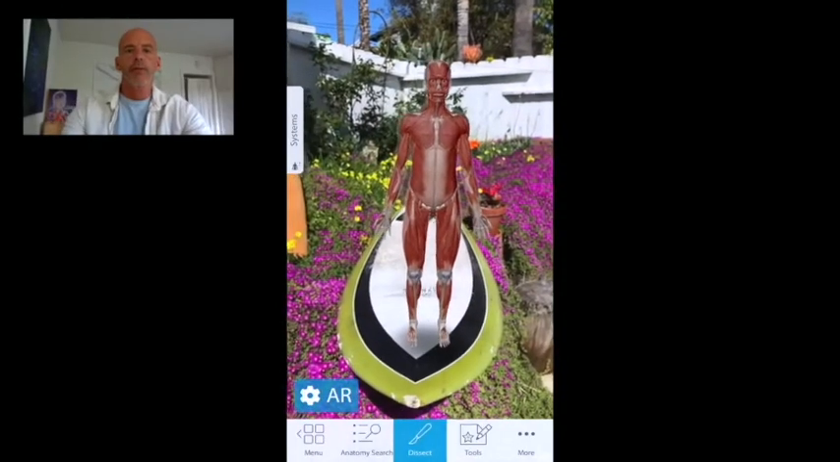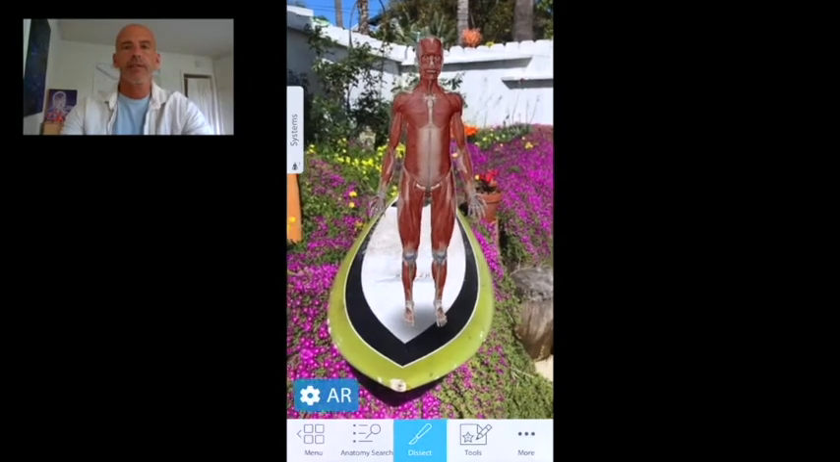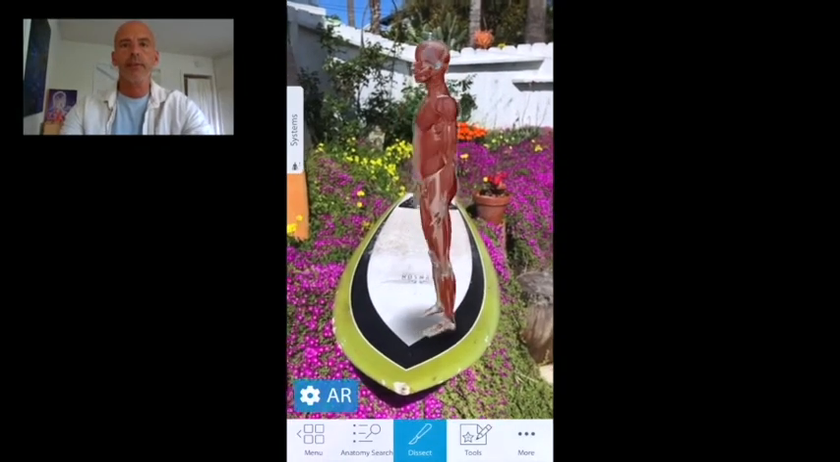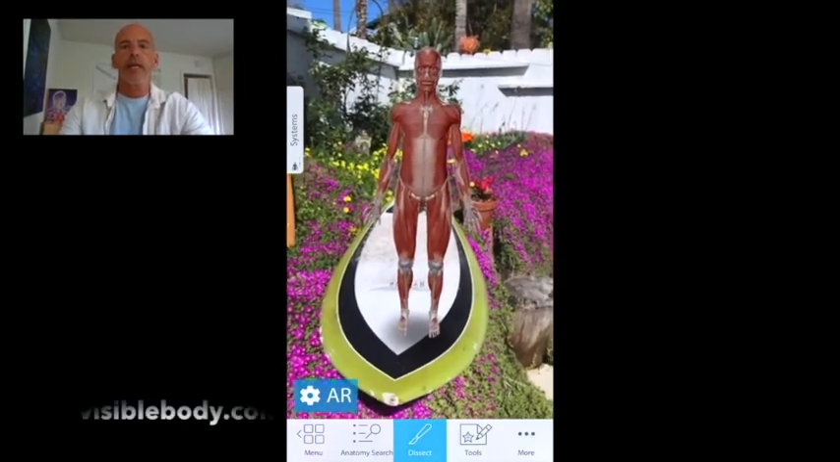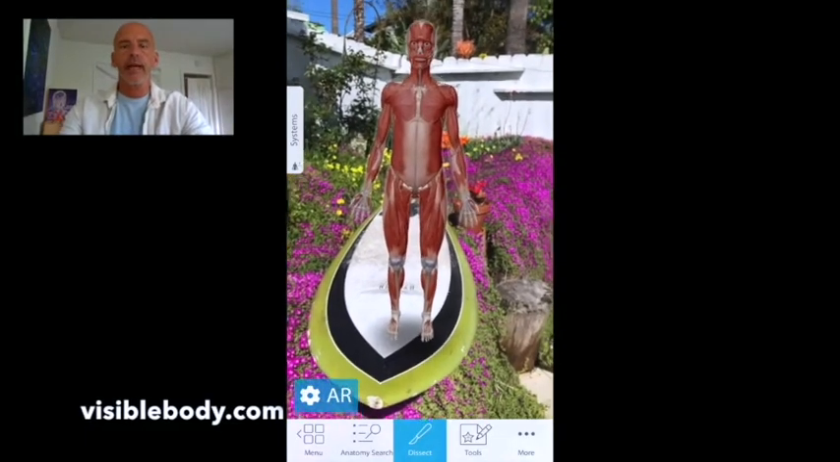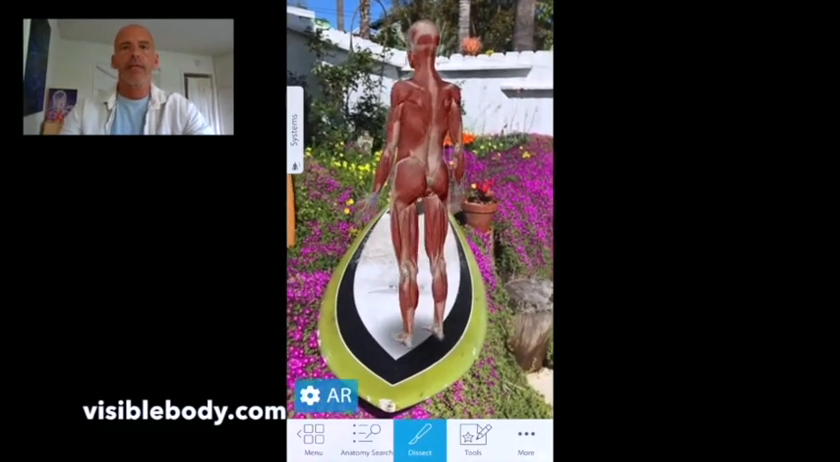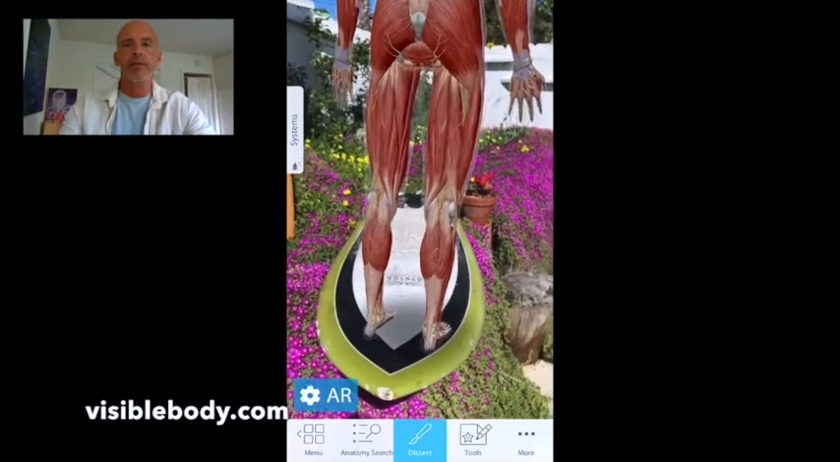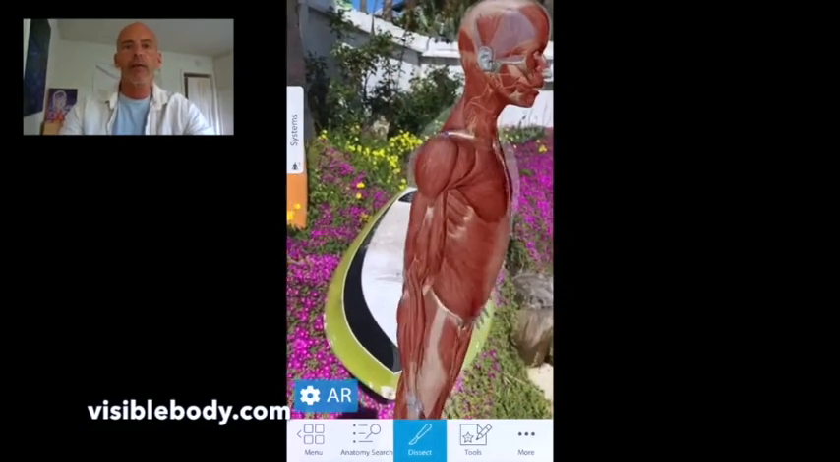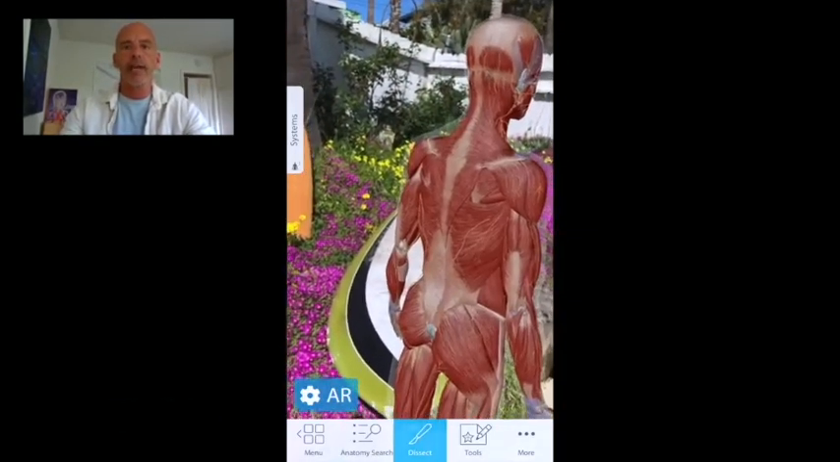So we'll be going over some of these major muscle actions using this cool mobile app from visiblebody.com. And what I'd like you to pay attention to is how the muscle is spanning that joint, anterior, posterior, medial, lateral, and how that relates to the action at that joint.